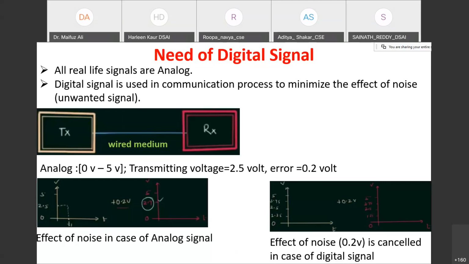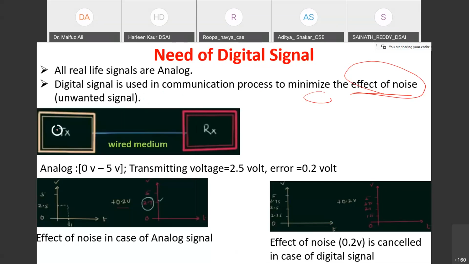So we need the digital signal to reduce the noise, reduce the error. Unwanted signal is your noise. Effect of unwanted signal is your noise. So minimize the noise, minimize the error. To minimize the noise, we need the digital signal.